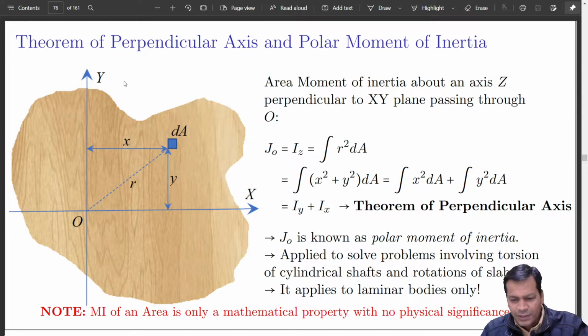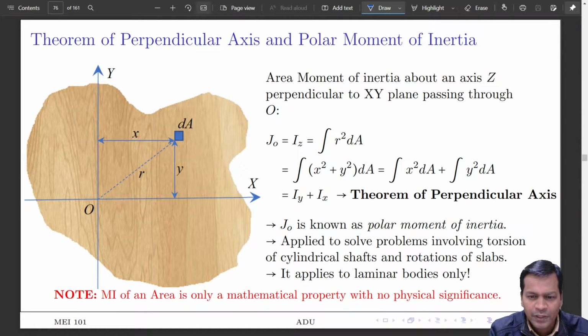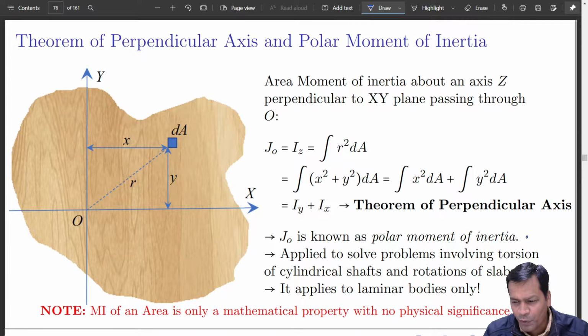Okay, then, so this is J0. J0 is known as polar moment of inertia. You got to know this now. Let me just click it once again. So this is polar moment of inertia, applied to solve problems involving torsion and rotation of slabs.